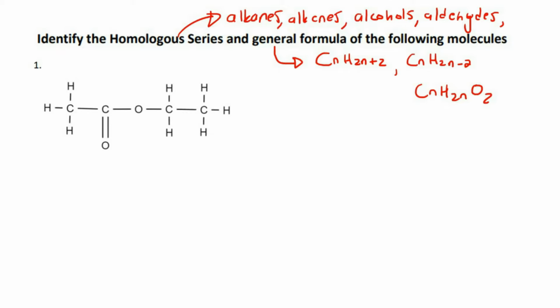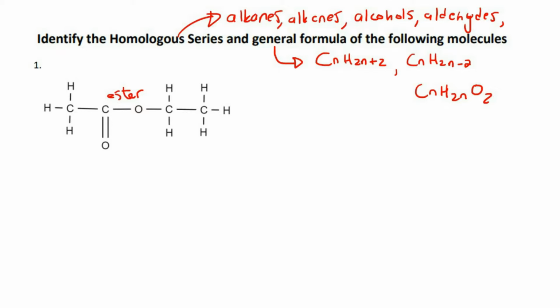What I see here is that there is a carbon, and then there's an oxygen in the middle, or not necessarily in the middle, but somewhere in this main chain. The only homologous series that can do that is an ester. Esters are the only types of molecules that have an oxygen somewhere in between the carbons.